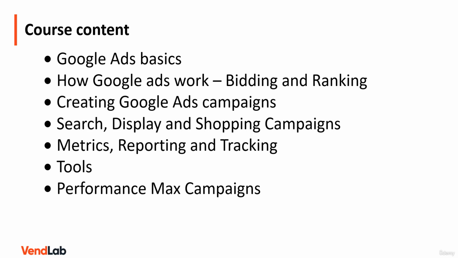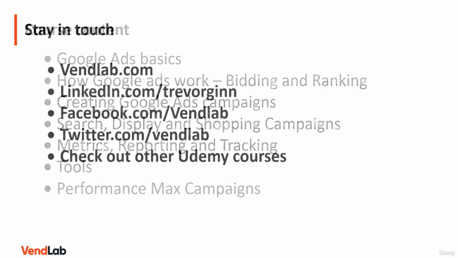We'll look at the metrics, reporting, and tracking that you can use to measure the success of your ads. Tools which can be used to make managing your campaigns easier, and also the most up-to-date, most automated Google Ad format, which is Performance Max campaigns, which can be used to get you starting advertising on Google very quickly.